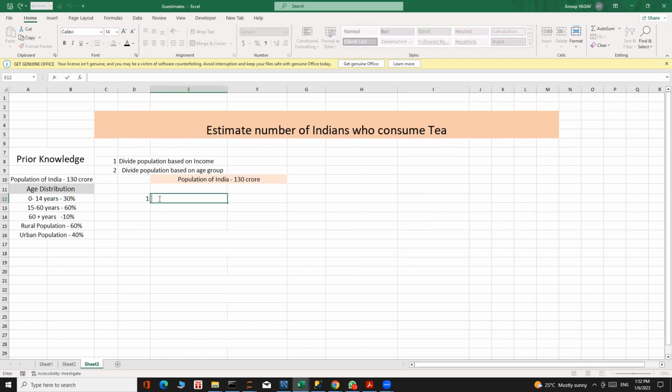Our first income group is the low income group. The total percentage of people in the low income group is approximately 30%. 30% of 130 crore is 39 crore. We took 40 crore approx. That will be helpful in our calculation.